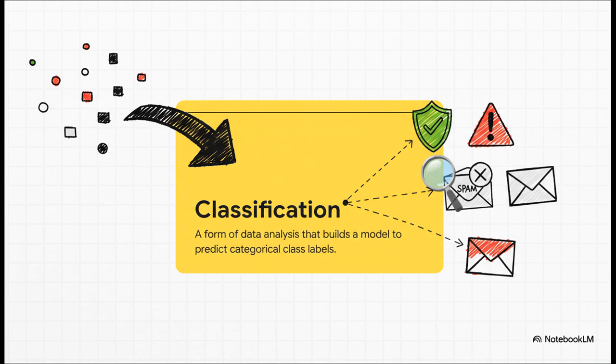Let's break it down. First things first, let's get a handle on what we're talking about. Classification, at its heart, is about building a model. You can call it a classifier that predicts a category, or what we call a class label. The whole point is to take some brand new piece of data and confidently say, yep, this one goes in the safe pile, or nope, that's definitely spam.